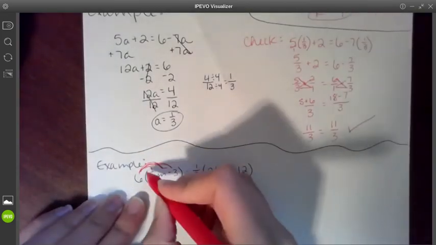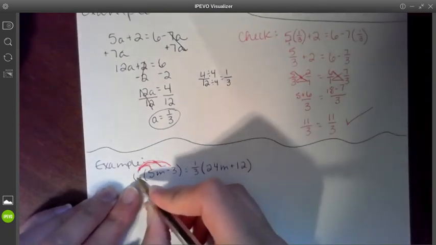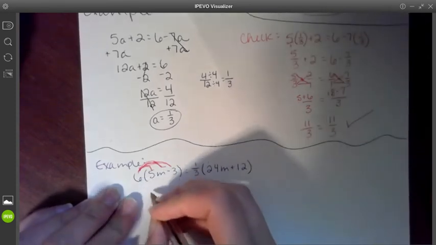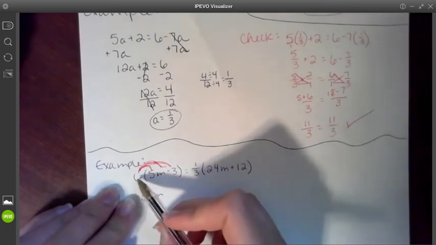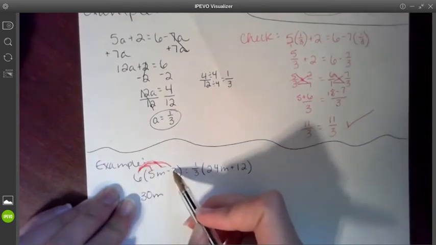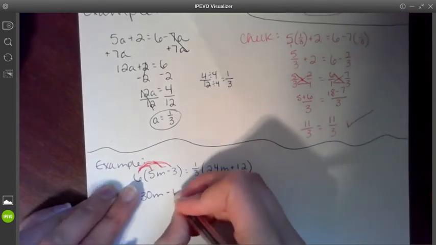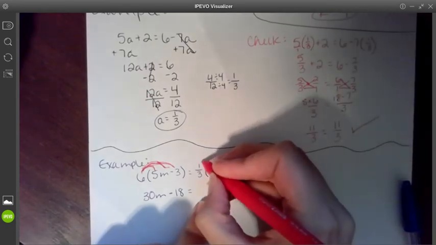Okay, so my two arches, I have 6 times 5m. Well, 6 times 5 is 30. Okay, so I have 30m. 6 times minus 3. Well, 6 times 3 is 18, so 6 times minus 3 is minus 18. Okay, so that's that side. Distribute again.